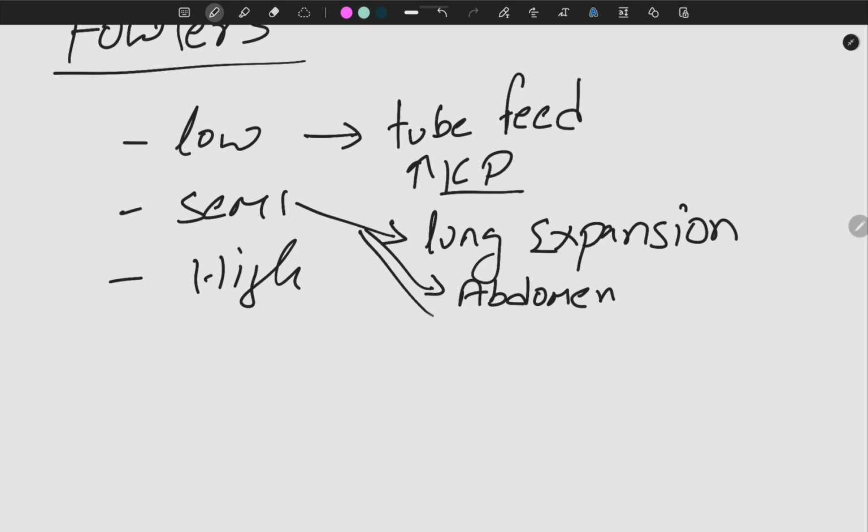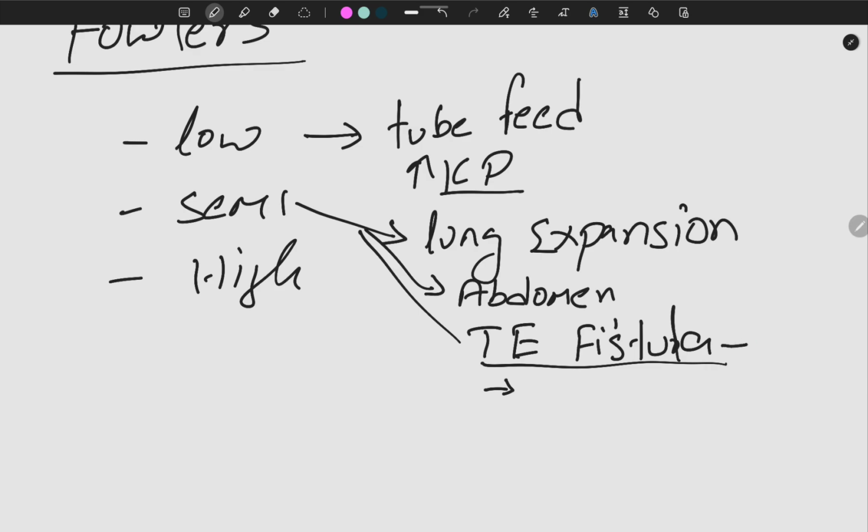And the next one is tracheoesophageal fistula. So in the case of a child, a neonate, this condition we can see from birth itself. So for tracheoesophageal fistula we can advise the child a semi Fowler's position.